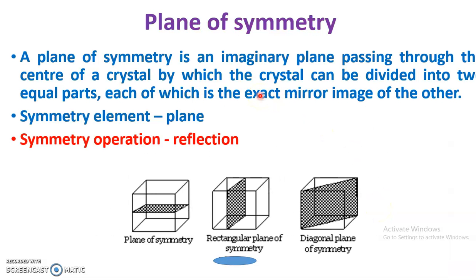Plane of symmetry. A plane of symmetry is an imaginary plane passing through the center of a crystal by which the crystal can be divided into two equal parts, each of which is the exact mirror image of the other. The symmetry element is a plane. The symmetry operation is reflection. This is a plane of symmetry, a plane passing through the center of the crystal. This is another rectangular plane of symmetry. This is a diagonal plane of symmetry.